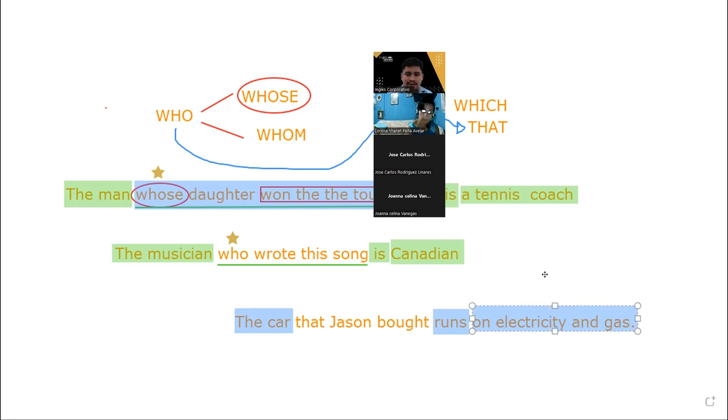Now, if we want to add extra information in order to be more specific about what car we are referring to, we can add a related clause. What is the related clause here? That Jason bought. That's going to be the relative clause. Let me change the color here. That Jason bought. Perfect. What is the relative pronoun? It's that. That's going to be the relative pronoun.